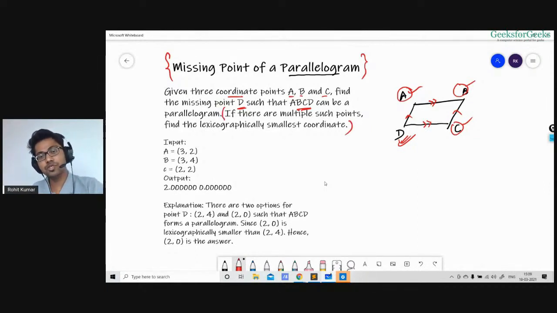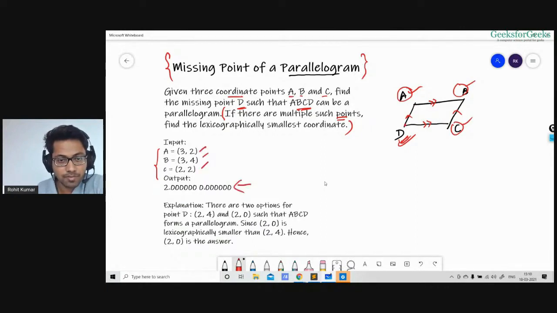The very first question which comes to my mind is, how could there be multiple such points? If you see this figure, you can only have one point, like over here, let's say this D. But this is not the scenario. After some time, I'll show you that we can have more such possibilities. But before that, let's have a look at the sample input and output. We have 3 points given and the output is the missing point. We'll come to how the output comes out of these 3 points.